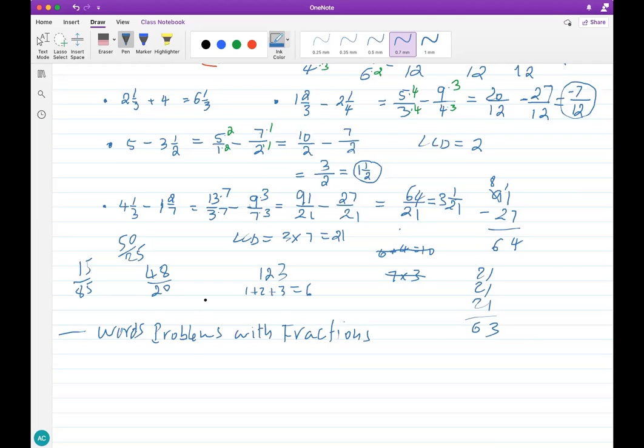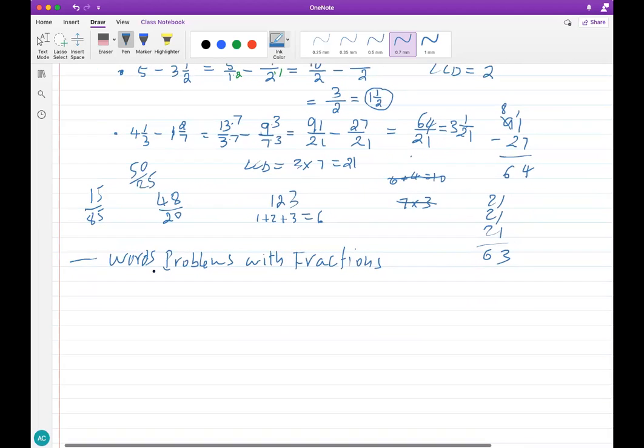So this is the second part of the lecture. Word problems with fractions. This is common stuff in the homework and the exams. They give you a word problem, and you figure out what to do with the fractions. It's up to you to understand the problem and either add, multiply, subtract, or whatever.